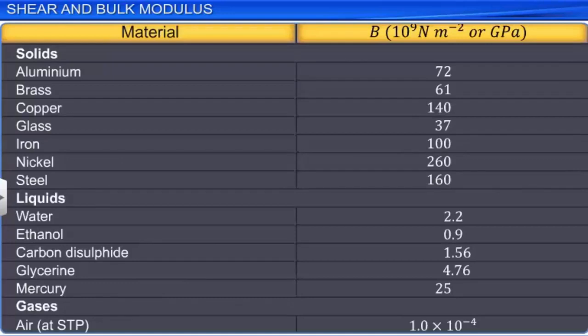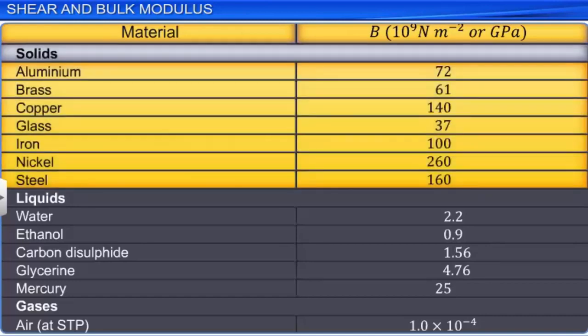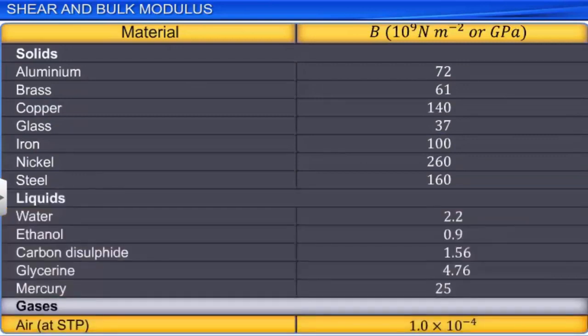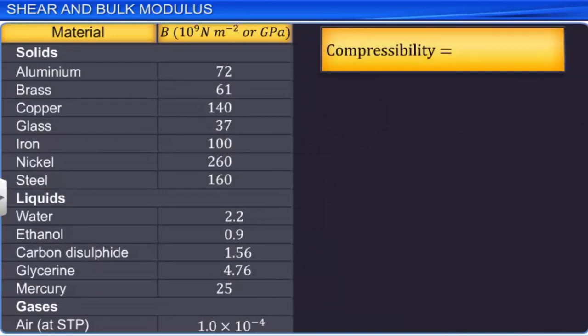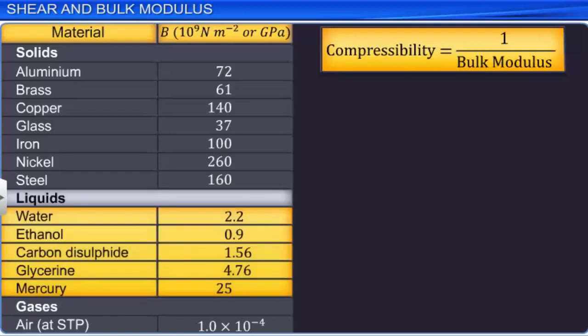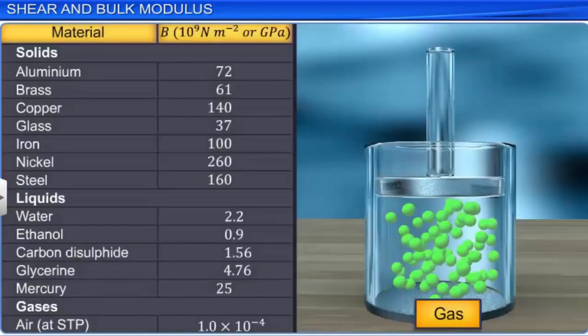The values of bulk modulus for a few materials are shown. Data shows that solids have the highest values of bulk modulus, followed by liquids and then gases. Gases have an extremely small bulk modulus. As compressibility is the reciprocal of bulk modulus, this means that gases have very large compressibility compared to liquids, and liquids have higher compressibility than solids. The compressibility and bulk modulus of gases depend on the pressure and temperature of the gas.